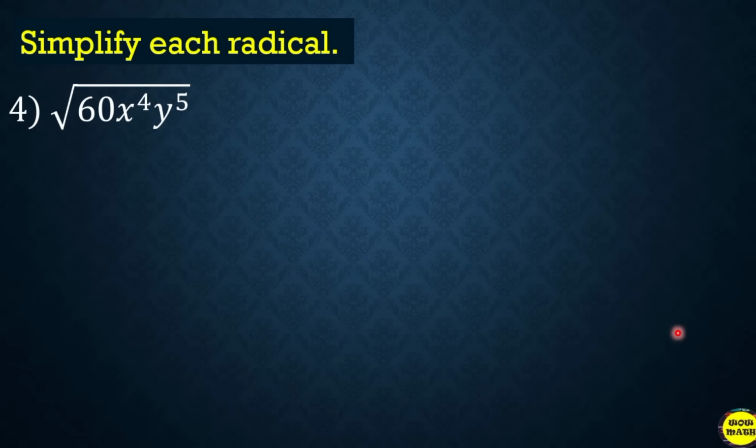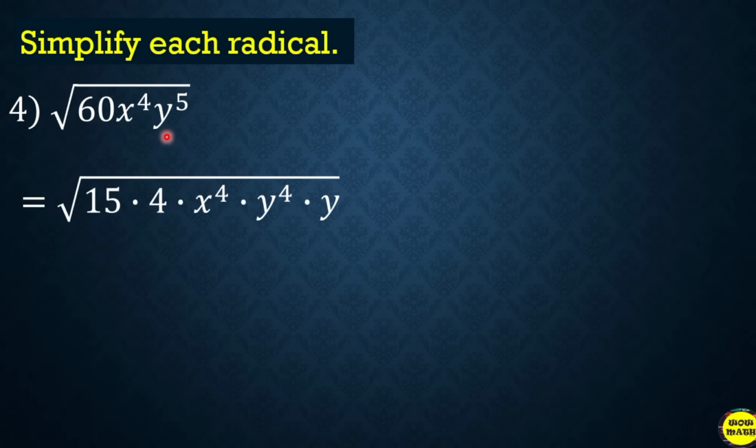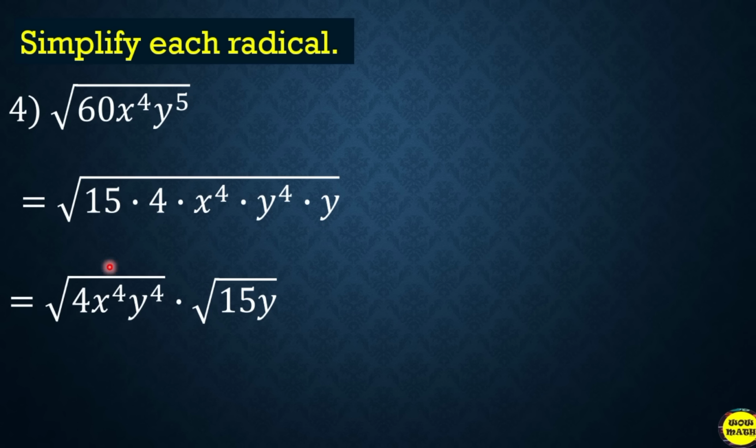Another example, we have square root of 60 x to the fourth y to the fifth power. So, 60 ay hindi siya perfect square, pero may factor siya na may perfect square, and that is 15 times 4. So, yung 4 is a perfect square. So, kagaya kanina, y to the fifth, pwede natin i-express as y to the fourth times y. Okay? So, another, pagsamahin natin yung ma-remove natin at yung hindi.